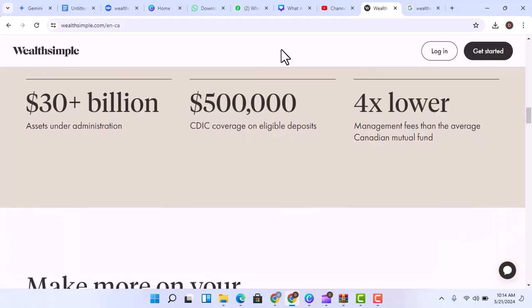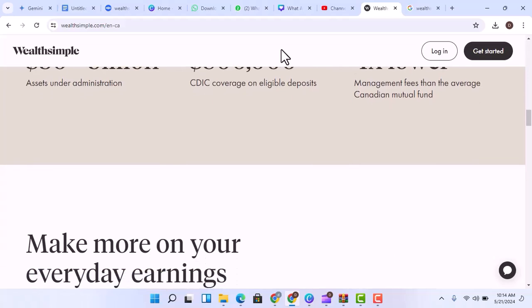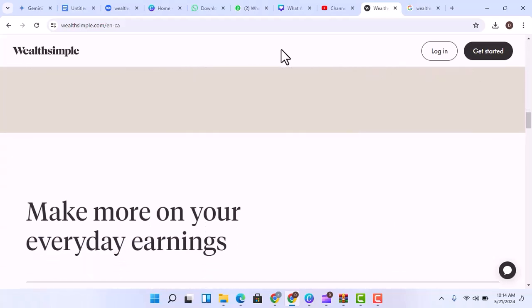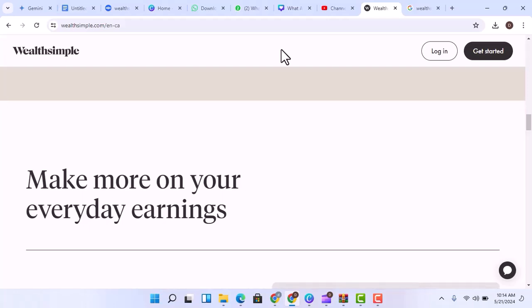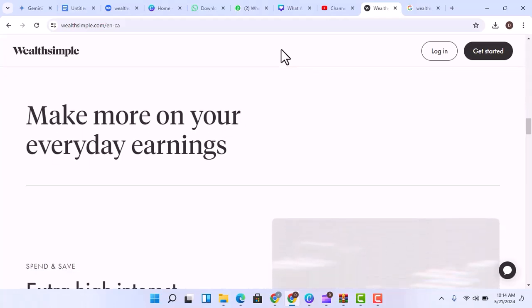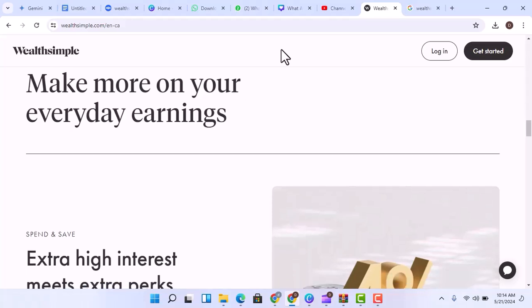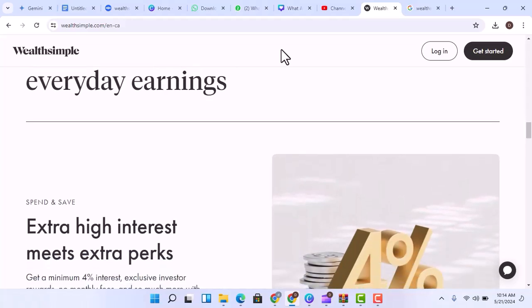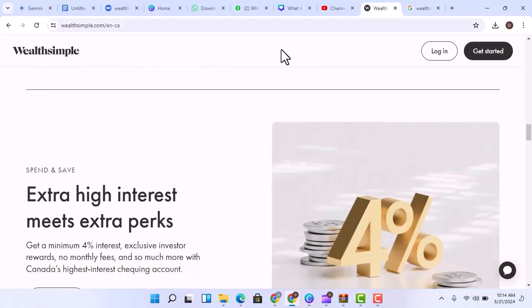Enter USD accounts, keeping your dollars green. Thankfully, Wealthsimple Trade offers a solution, USD accounts. This is a subscription service that allows you to hold and trade in USD directly. Here's the good news. No conversion fees.